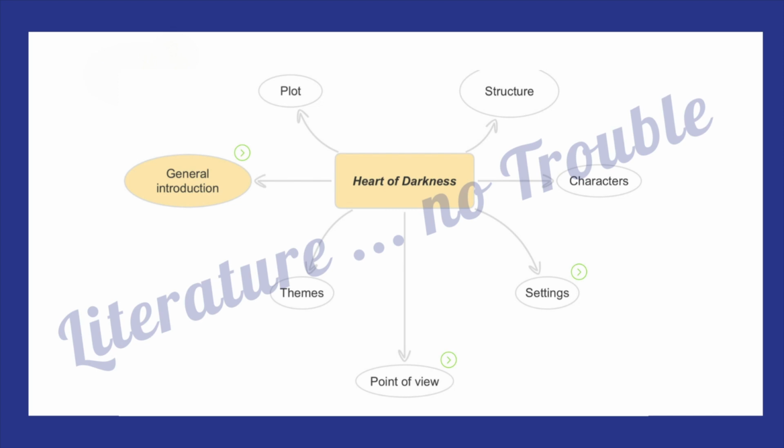You read it from the top to the bottom and from the right to the left. Our method ensures that essential aspects of the work are covered and can be applied to any literary work. Here's how we're going to walk you through Conrad's Heart of Darkness. General introduction, plot overview, structure, character analysis, settings, point of view, and themes.